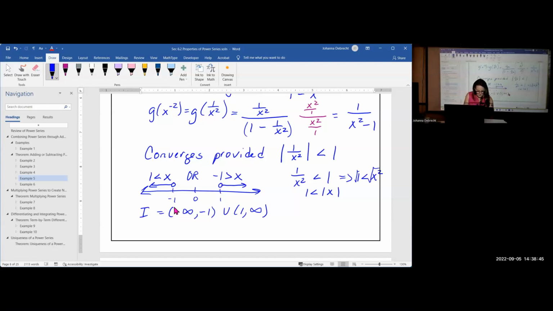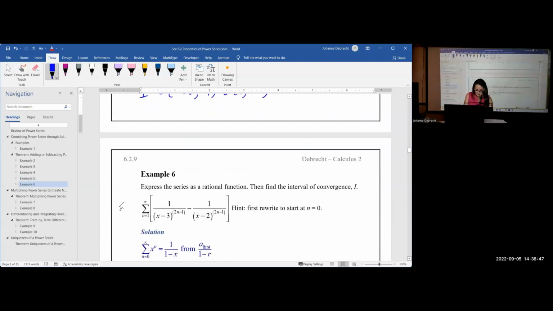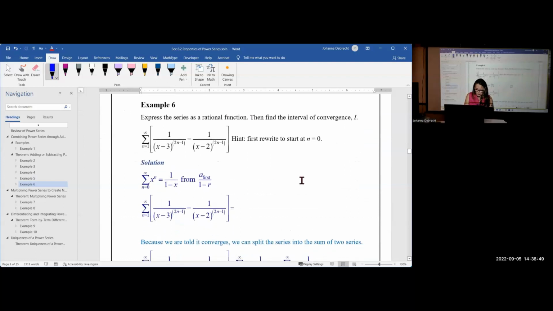All right, we have one more example to work in this section, which is again a more difficult example. So what I've done is I've written out the solutions for you, and we're just going to go through it. In example 6, we want to express the series as a rational function again and find the interval of convergence I. Now, this one is starting at n equal 1.